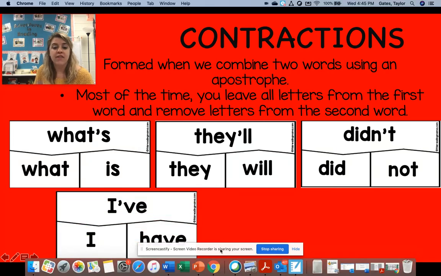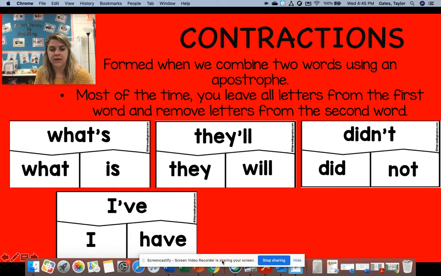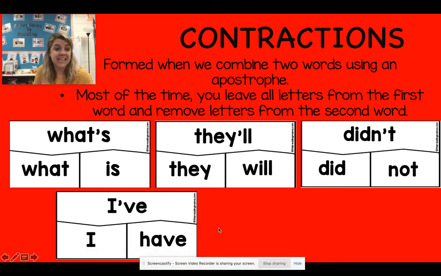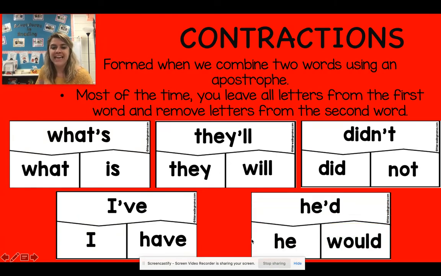I've. That means I is paired with the word have, and that apostrophe takes the place of this H and A. And our last one, he'd, he would. Now, this apostrophe in the word would, remember I said most of the time it takes the place of one or two letters. But when we make a contraction using the words should, could, and would, it's going to take the place of four letters. The W, O, U, and the L, and all that's left is the D.